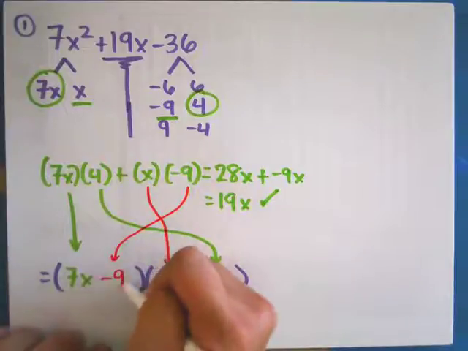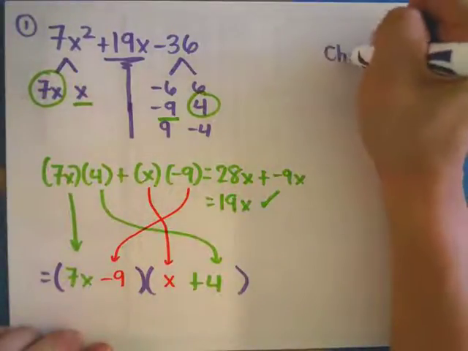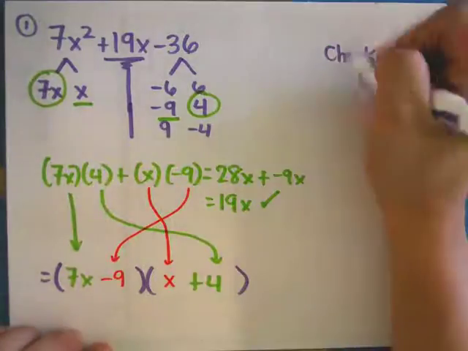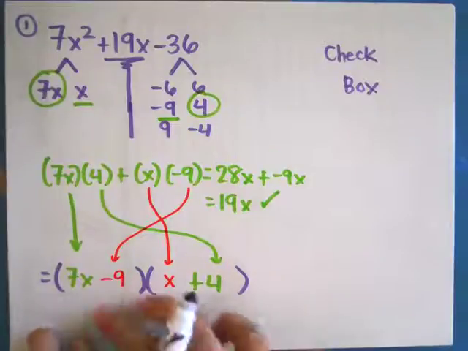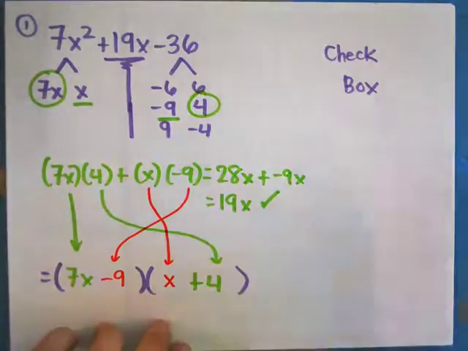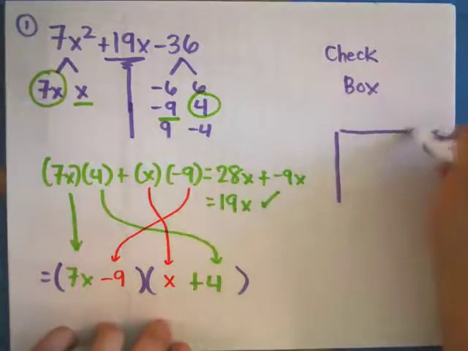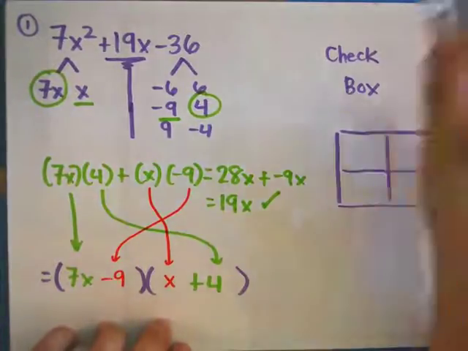And then second pair goes on the inside. All right, I'm going to check this just using the box method. I'm not going to check every single problem. That will be for you guys to do if you decide to do so.